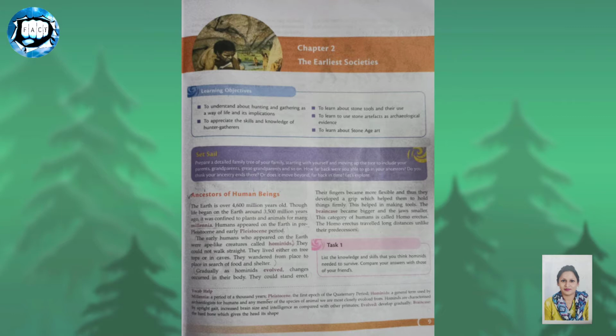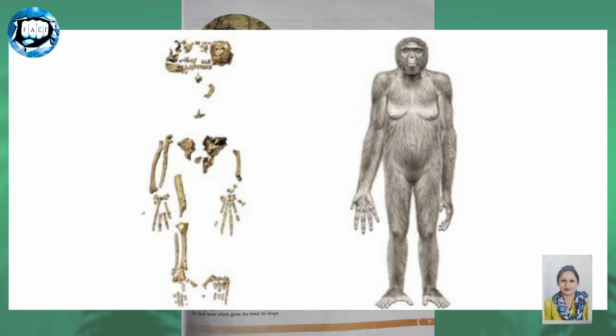And the topics we will cover in this chapter are evolution of man, hominids, Homo erectus, Homo sapiens, Stone Age, Paleolithic Age, Mesolithic Age, and Neolithic Age, stone tools, core tools, flake tools, blade tools, techniques of making tools, stone-on-stone method, pressure flaking method. So the first topic is ancestors of human beings.